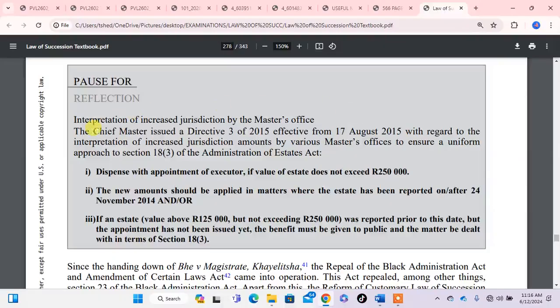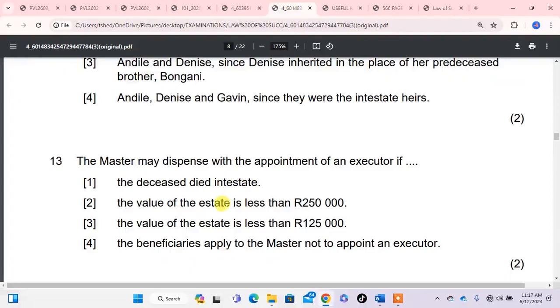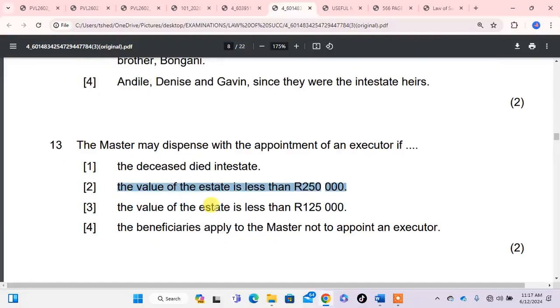When we deal with the interpretation of increased jurisdiction by the master's office, the Chief Master issued Directive 3 of 2015, effective from 17 August, with regard to the interpretation of increased jurisdiction amounts by the various master's offices, to ensure a uniform approach to section 18(3) of the Administration Act. It will dispense with the appointment of an executor if the value of the estate does not exceed 250,000. Therefore, we'll be saying that the value is less than 250,000. Therefore, number 3 was the correct answer.